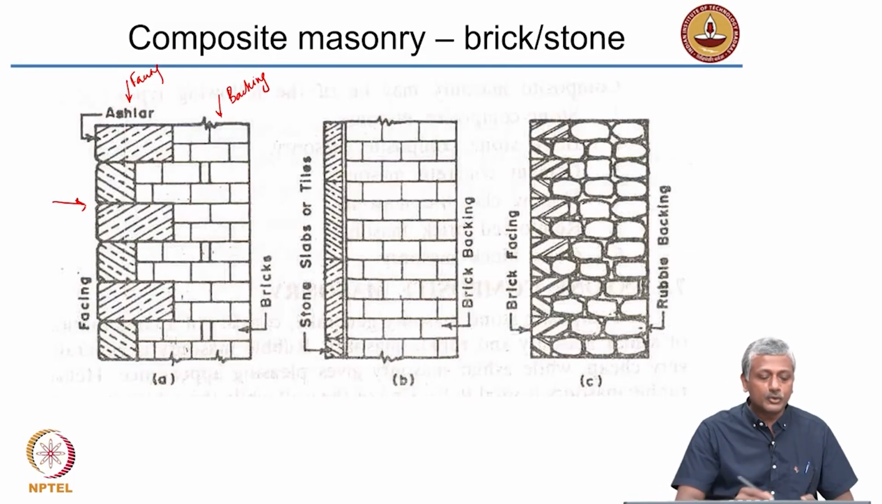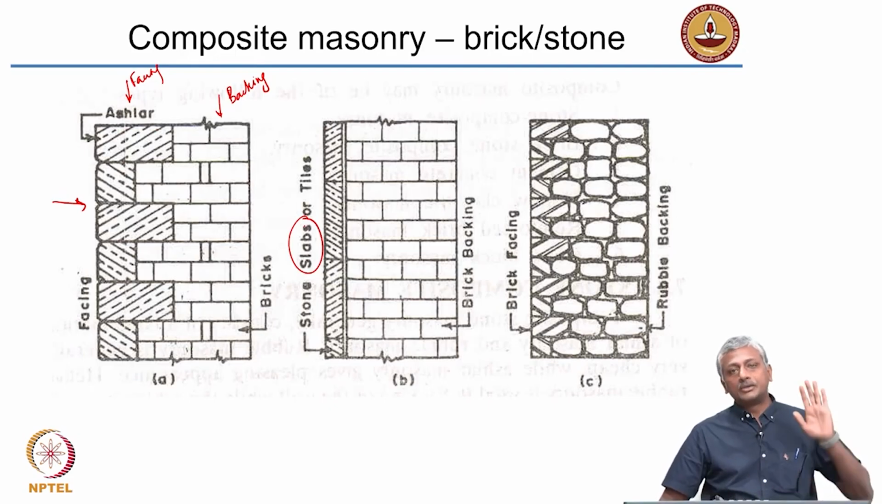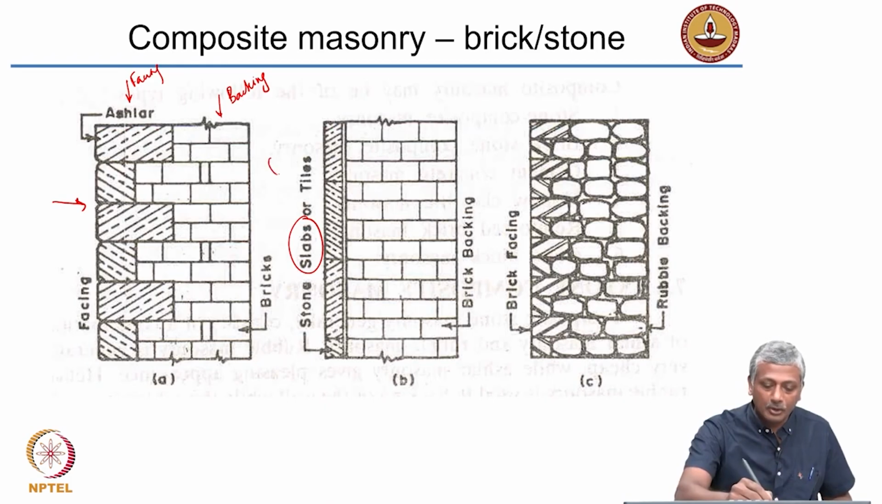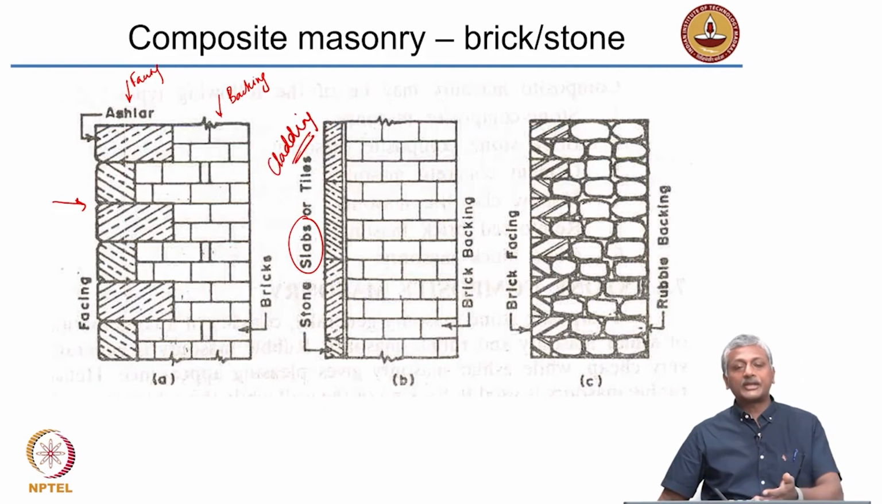Okay. Sometimes you may not use ashlar blocks, you may actually use stone slabs or even stone tiles to give an outward appearance of a stone building, or cladding. This is also called cladding. But actually the wall is made out of brick, okay, brick and mortar wall, which is cladded with stone.